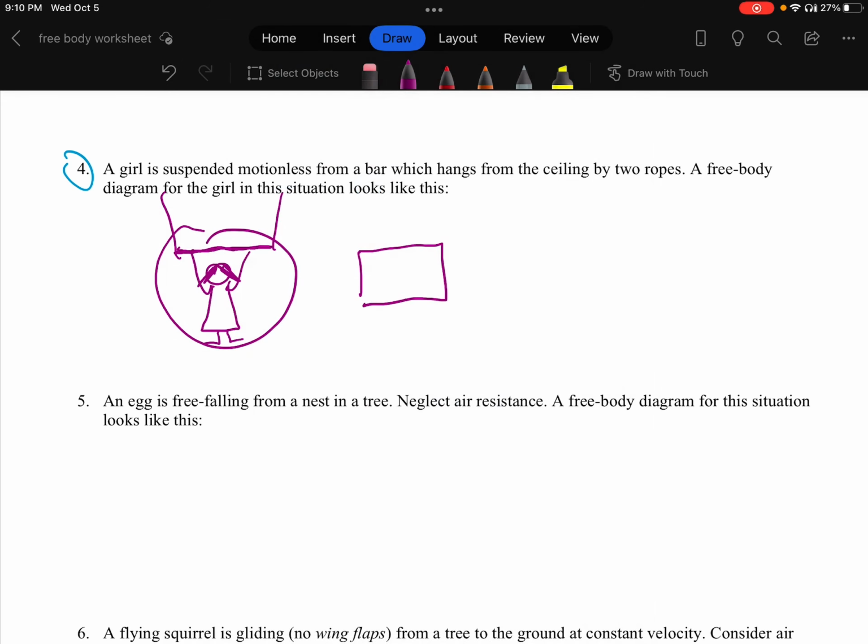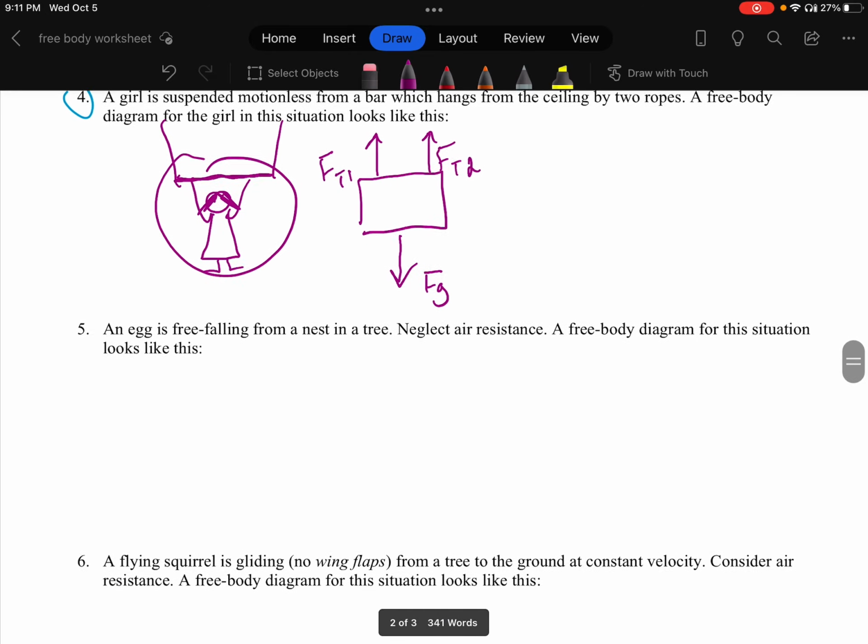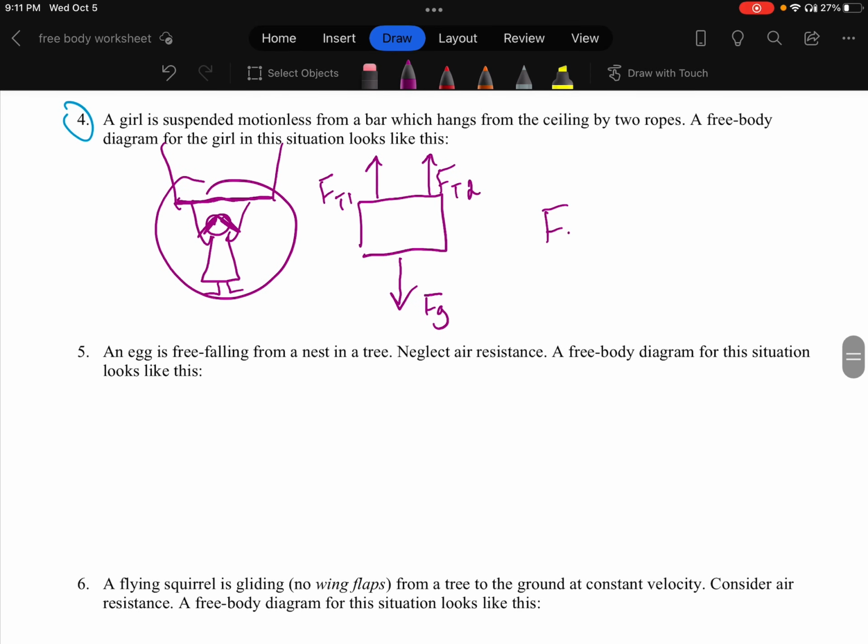What forces are acting on this girl? Well, we know that she is presumably on Earth, so she has a force of gravity. And it looks like there are 2 different ropes that are balancing out her force of gravity. So we have a force of tension from one rope and a force of tension from another rope. Together, all of them cancel out, meaning there is an F net of 0. So this force of gravity is canceled out by these. So there is no acceleration. She's motionless. So no net force.